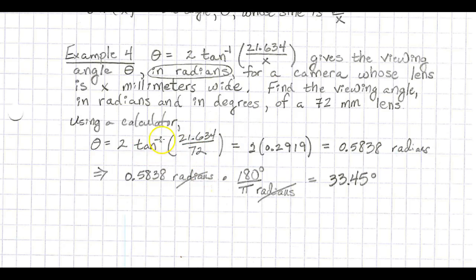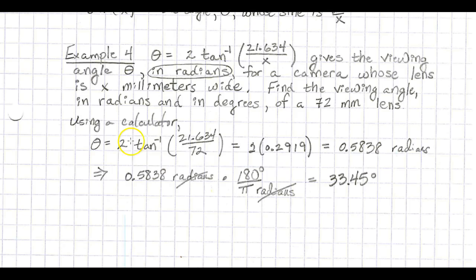Then I want to use the tan inverse button on my calculator. Make sure you can use the tan inverse button. Make sure it's in the radians mode so that your answer comes out to be 0.2919 radians. Multiply that by 2, this 2 here, so you get 0.5838 radians. Now if you want to change that to degrees, we just multiply it by 180 degrees over pi radians. But they told you this formula was in radians, so your calculator has to be in radians mode.